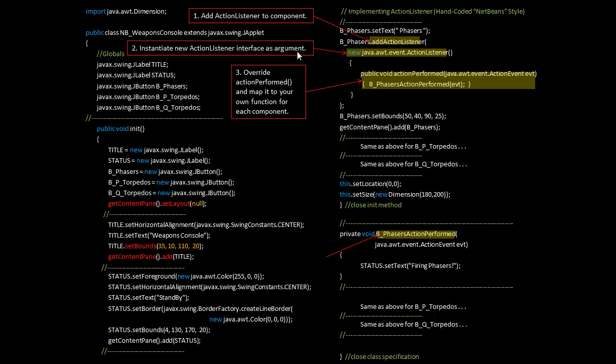And then following the last step is the function that we told it to call, or told it to invoke, which was bPhasers_actionPerformed, and then we simply define that to do something. In this case, display the text firing phasers.